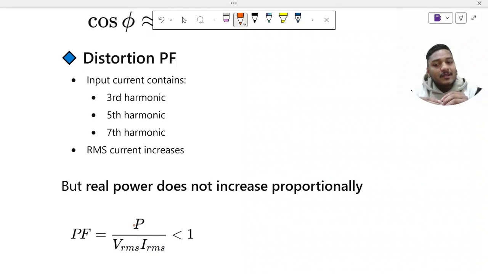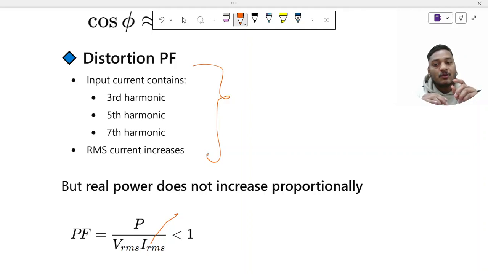Whatever amount of active power I have is always constant. So what is changing here? V RMS into I RMS. So the I RMS component is changing. It has a fundamental component which is important, and at the same time, because of the harmonics, if they are dominant enough, this is going to increase my value of overall I RMS.